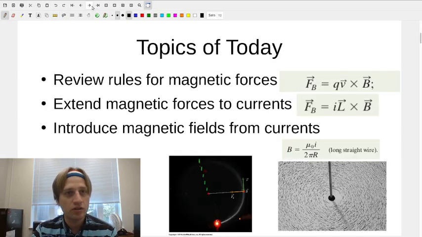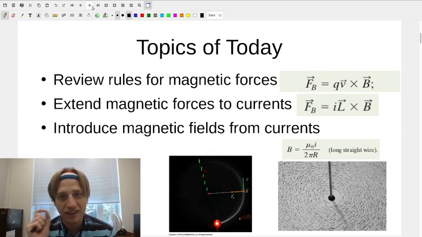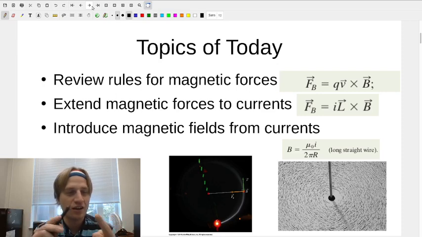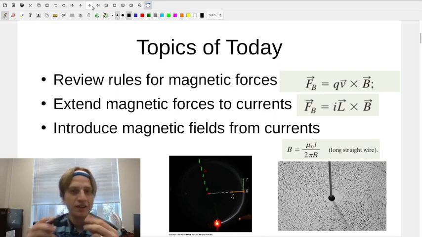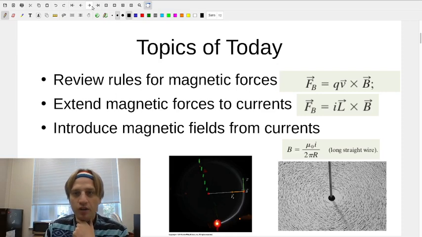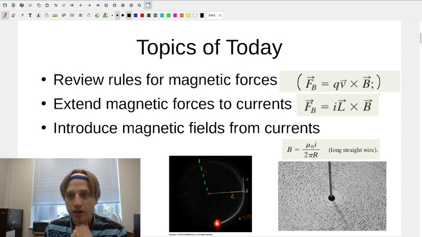And the short and simple idea that I hope to get across today is that magnets pull on currents and currents cause magnets. So, to get there, we're going to first review our rule for magnetic forces that we introduced last time. We're going to extend that to apply to currents, because currents contain moving charges. They are also going to experience a magnetic force.